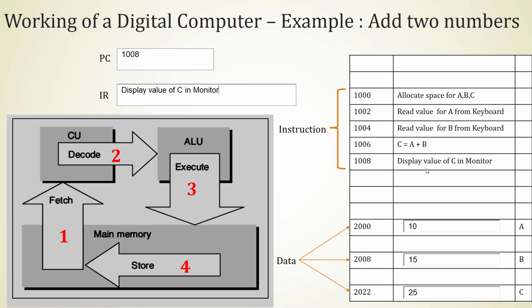So this is how the digital computer works. This is how software is executed. Here you have to understand the difference between instruction and data. I have a program, the instructions. The data on which these instructions act is these three things, 10, 15, 25. I hope you understood the difference between instruction and data. Instruction means a set of instructions. Data means the thing on which the instructions act.